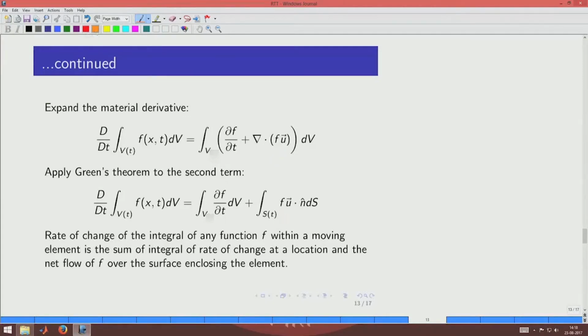What we have arrived at is a theorem that tells us that if there is a density of a quantity, small f, that is being advected, and we want to know its material derivative, then it is possible. The way it is defined is as follows: the rate of change of the integral of any function f within a moving element is the sum of two terms, the integral of the rate of change at one location and the net flow of that particular quantity over the surface enclosing that element. It is defined with the two terms here, and this basically is the transport theorem.